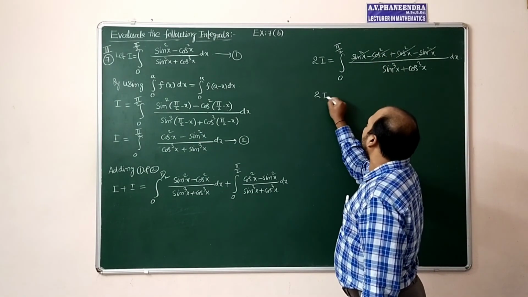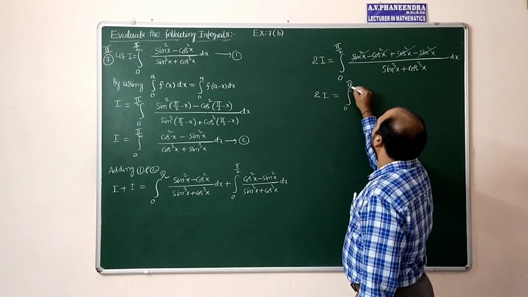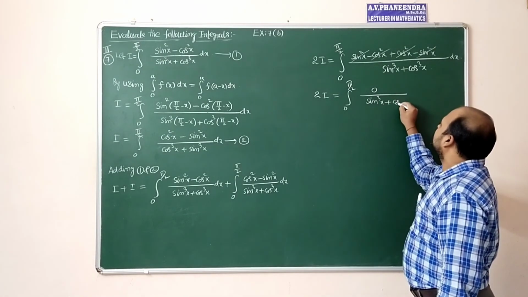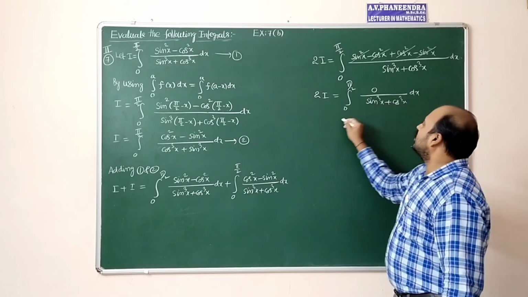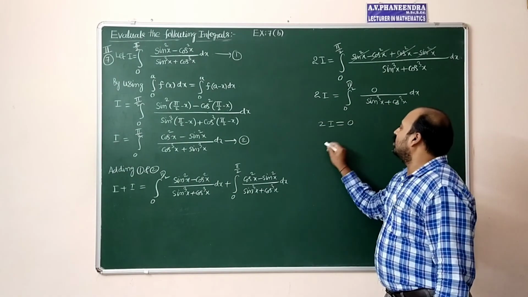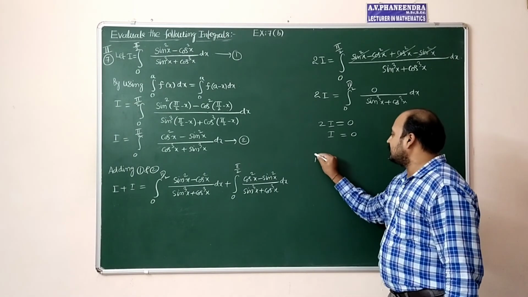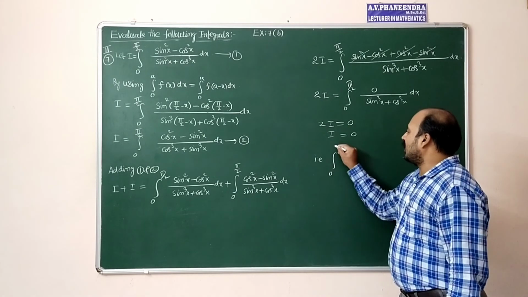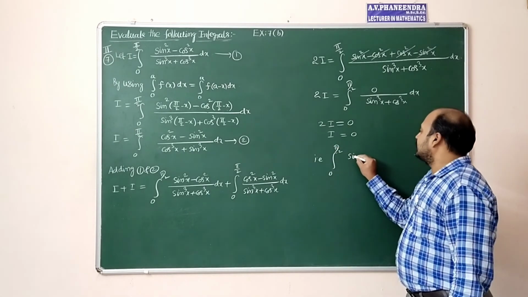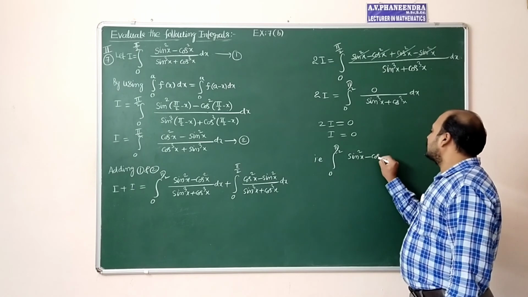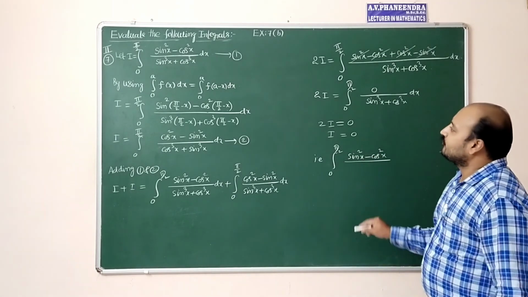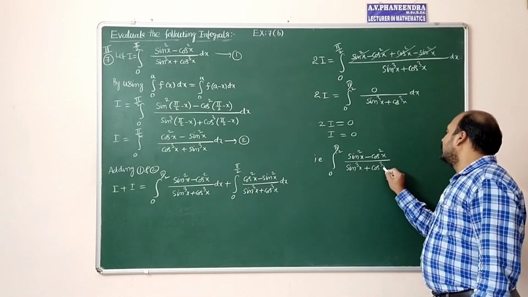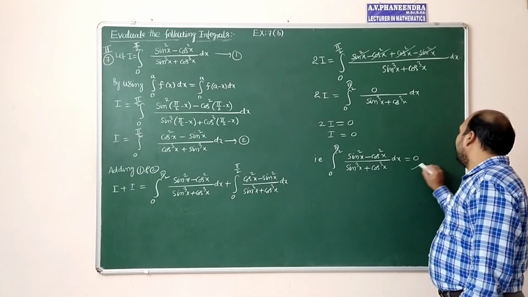So 2I equal to integral 0 to pi by 2 of 0 by sin cube x plus cos cube x into dx. 0 by anything is 0. So 2I equal to 0, therefore I is also 0. That is, the given integral, integral 0 to pi by 2 of sin square x minus cos square x divided by sin cube x plus cos cube x into dx, is equal to 0.